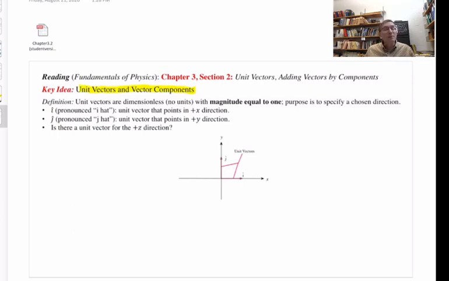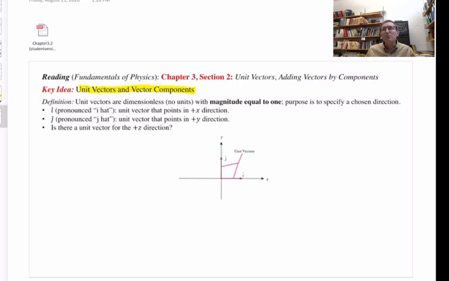I spent a good bit of time in the previous lecture talking about how you calculate what are called the scalar components given two things, the magnitude and the direction of a vector. Given the magnitude and direction of a vector, we need to be able to calculate the scalar components of that vector. We're going to introduce now unit vectors and what are called vector components.